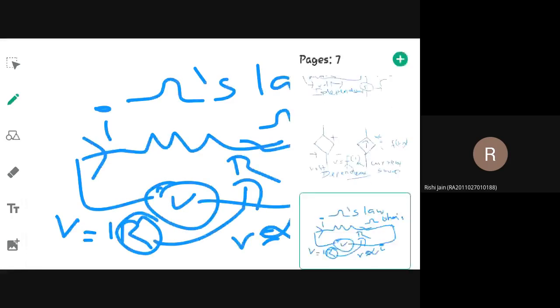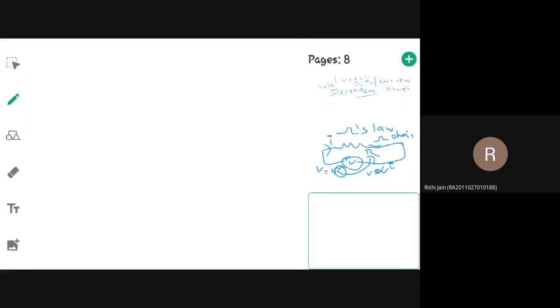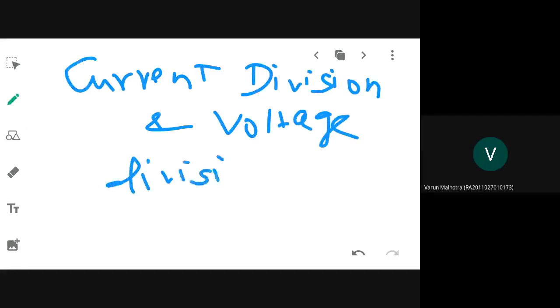Today's class we will discuss another set of analysis rules, that is current division and voltage division. You have already learnt all these things in your lower class. No, ma'am, not in lower class. Okay, today we'll be discussing current division and voltage division rules. Very important rules for solving a network.